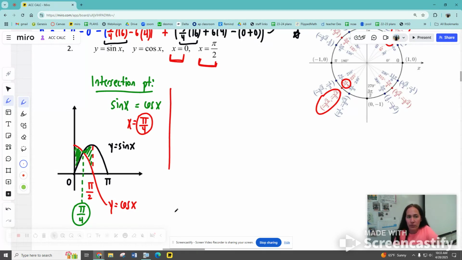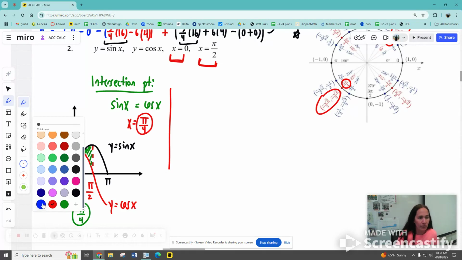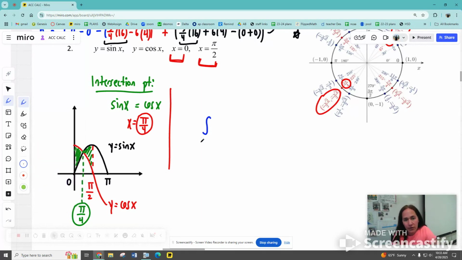And that should just help with a little bit of our setup. All right, now the exciting part, let's write the integrals. So our first integral starts where? It starts at 0, area equals, it goes to the first intersection point at pi over 4. Now we got to decide, are we going to set this up as sine minus cosine or cosine minus sine?